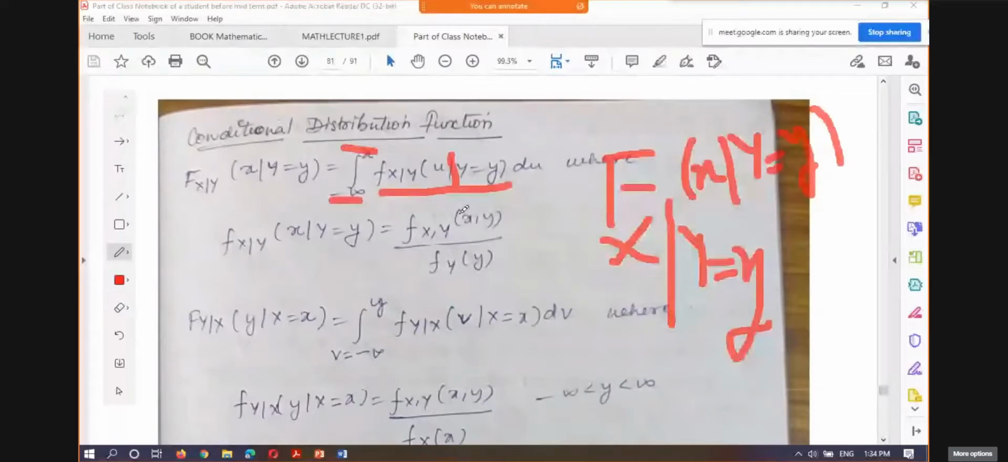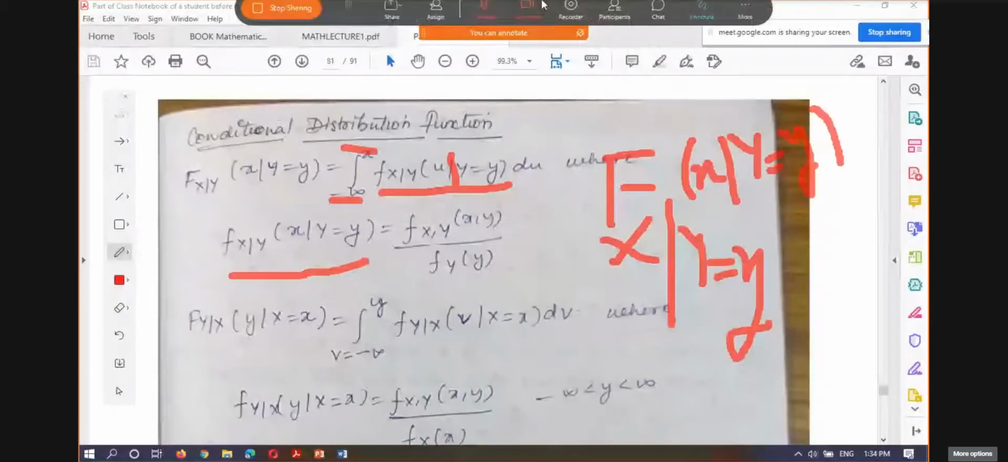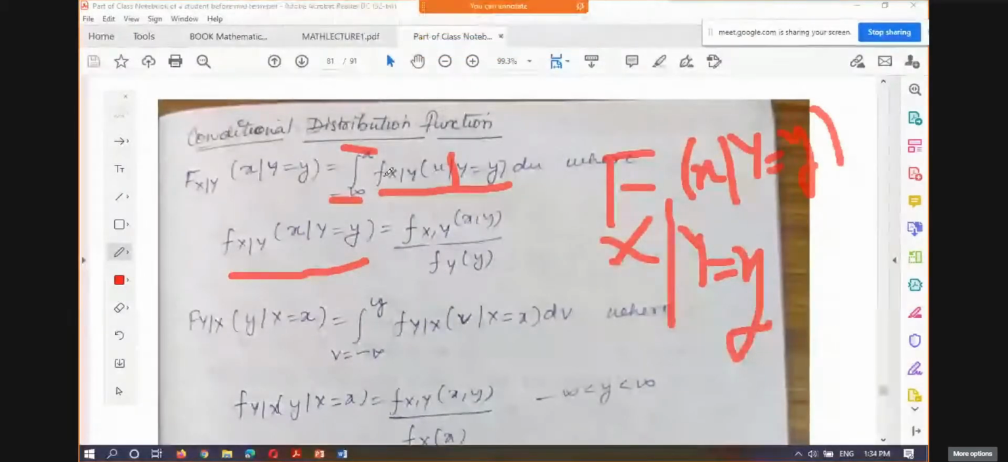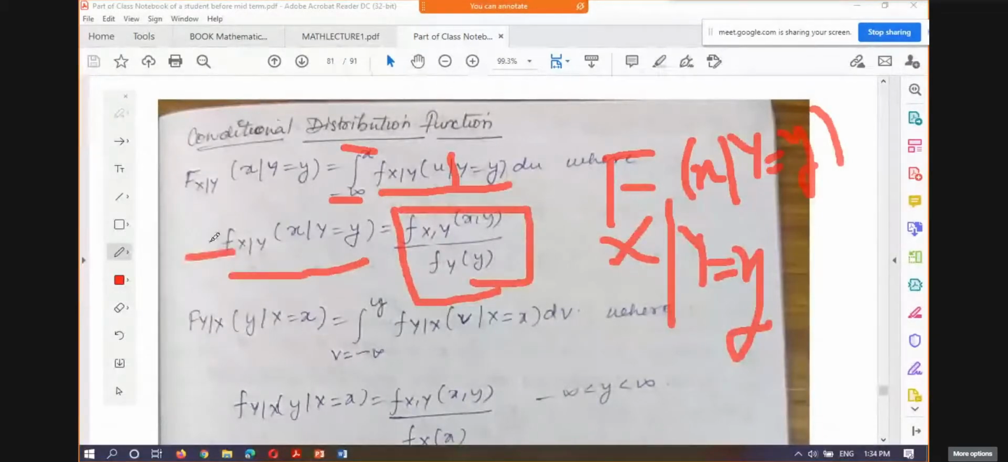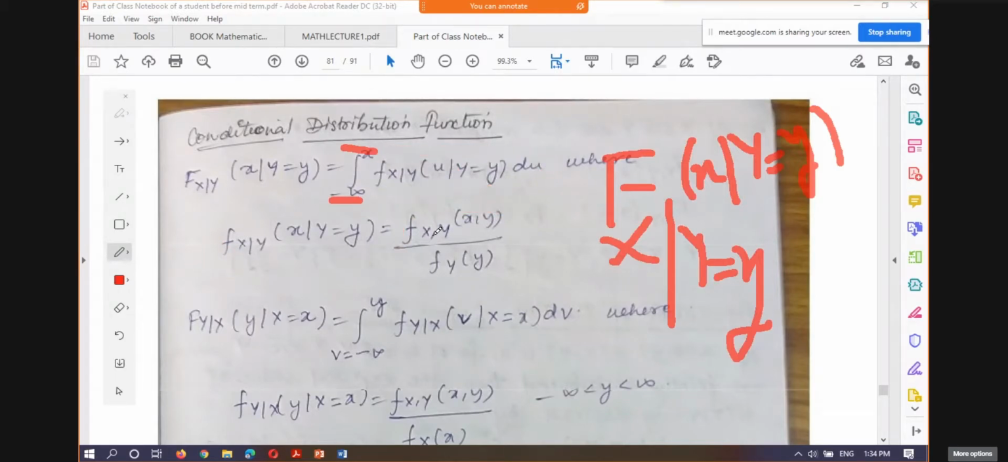This we have already discussed. Sometimes, because the definition of the conditional distribution of x given Y equal to small y is this one, we directly have it here. Some authors may use this notation also.